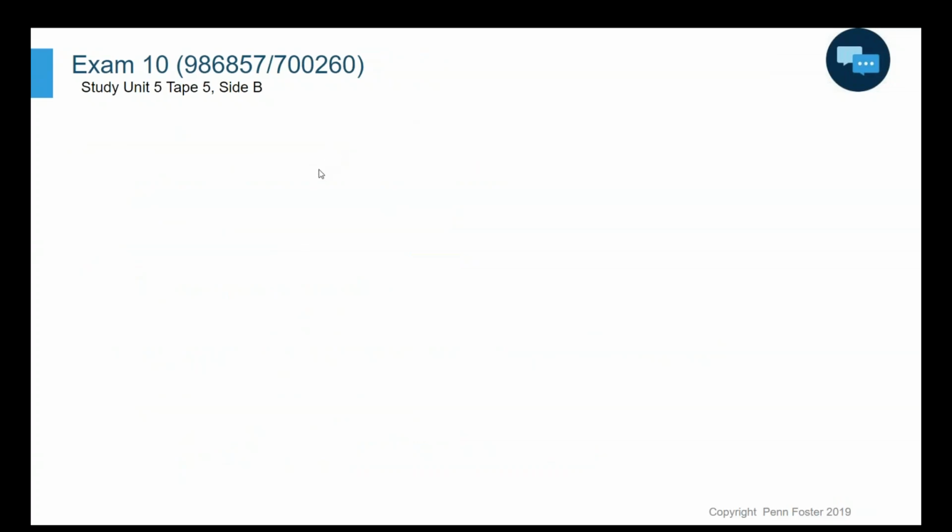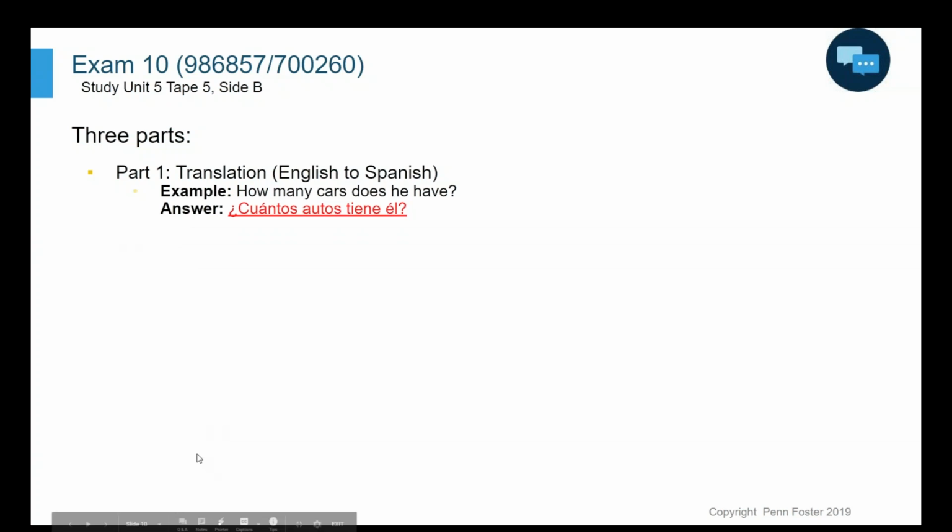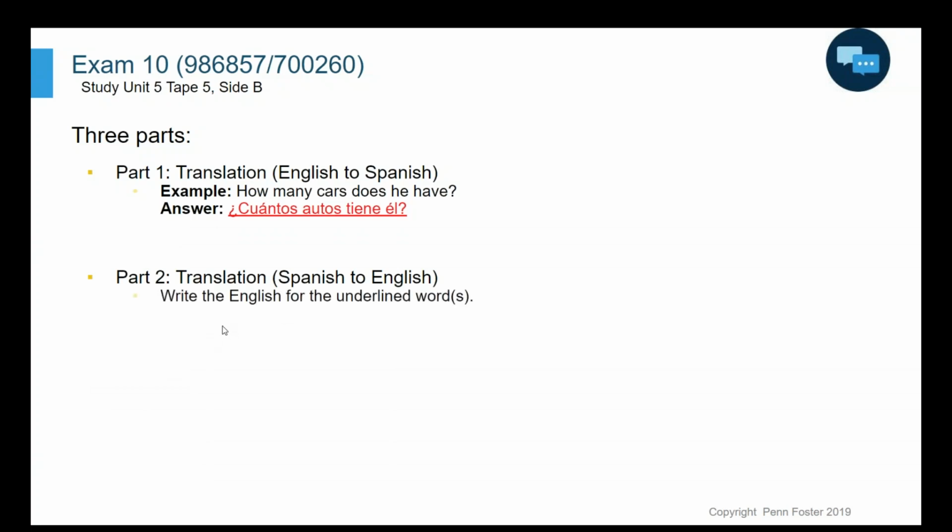Moving right along, the 4th written exam, number 10, is 3 parts. Part 1 is translation, English to Spanish, once again. And we give you another example there you can take a look at. Part 2 is translation Spanish to English. This time, though, you'll be given a passage with some underlined words in it, and you'll just need to supply the English translation of those words.